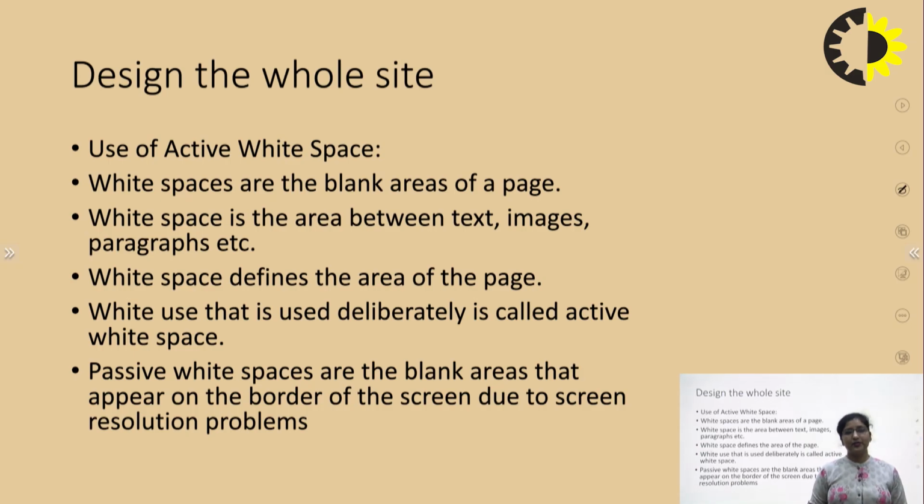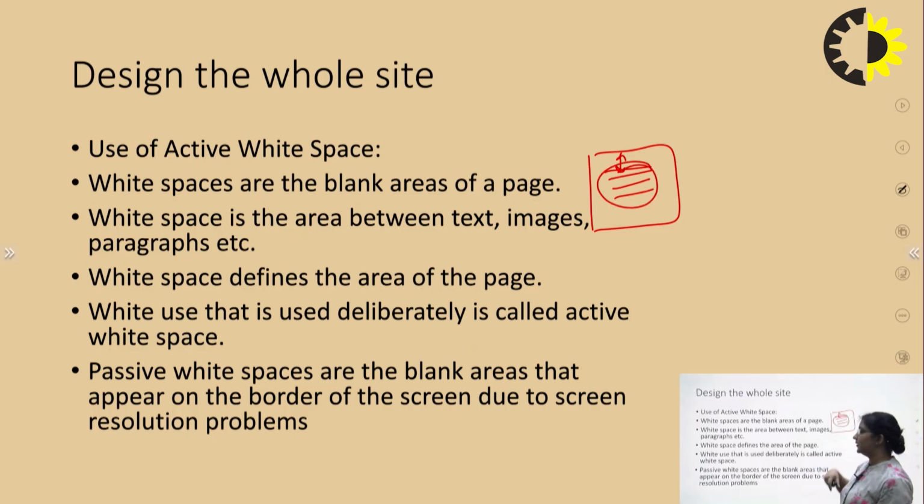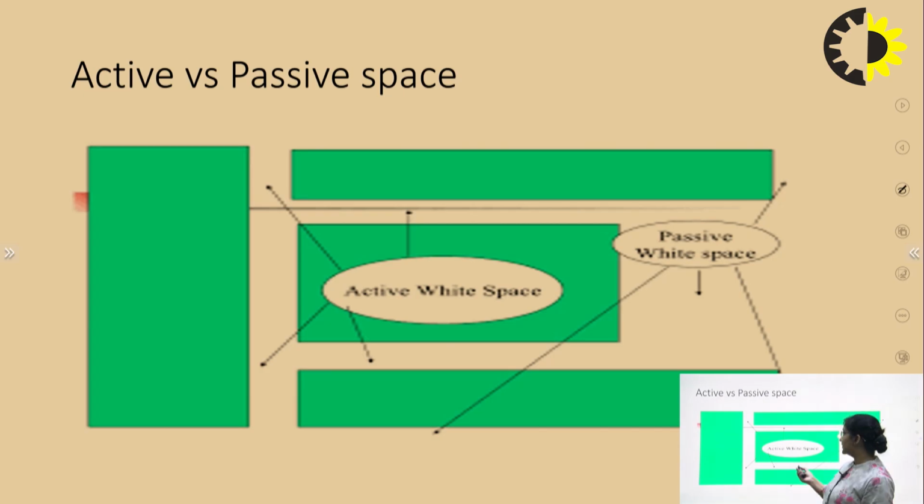And passive white space is the blank areas that appear on the border of the screen due to resolution problems and all. Suppose I am having this web page and my data is starting from here. Now the space between this is the passive white space, and the space which is being occupied by the text is the active white space which has been done deliberately. Now this is active and passive white space. All the information is the active, and the passive between the borders and all is due to the resolution part.